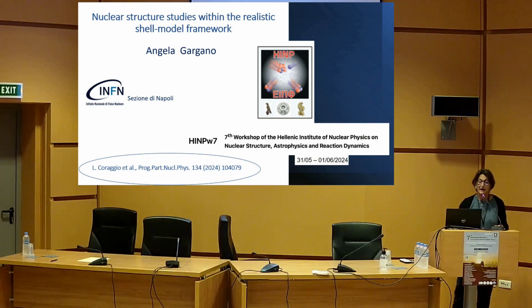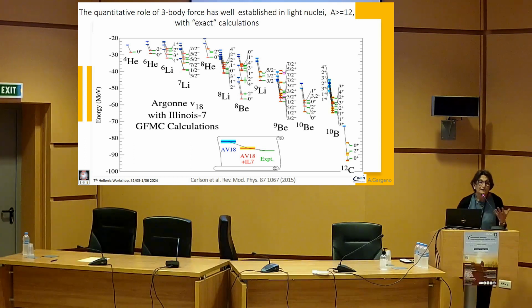The reference is here. It is well known that the role of three-body forces is well assessed in light nuclei, and exact calculations have been performed for systems up to mass 12. Here I have reported a picture from this review paper by Carlson, where I have compared experimental spectra from helium-4 to carbon-12. Experimental spectra are compared with results obtained with the nucleon-nucleon interaction Argonne V18 and the interaction including the Illinois three-body force. As you may see, the contribution of the three-body forces is essential to give a better agreement with experimental data.